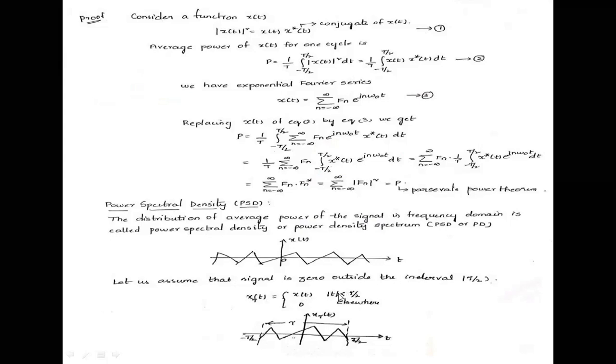x of t is x of t in the interval minus T by 2 to T by 2. Let us assume the signal is 0 outside the interval of minus T by 2 to T by 2, because we are not taking minus infinity. We assume it is 0 otherwise, and x_tau of t is the truncated signal, the x of t, the tau function.